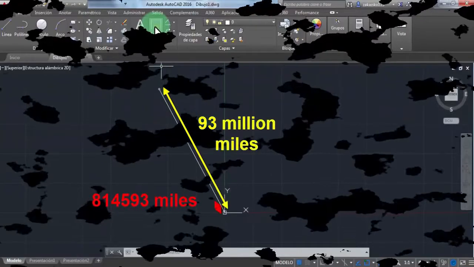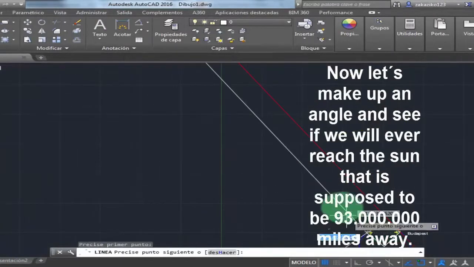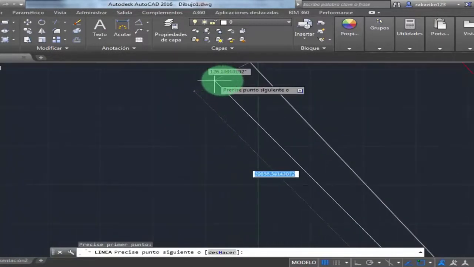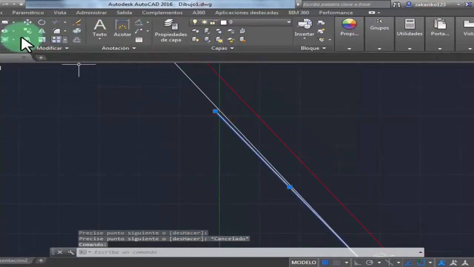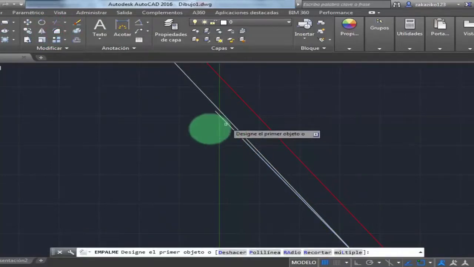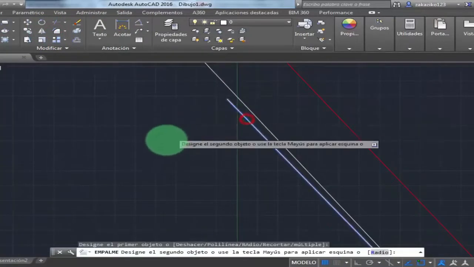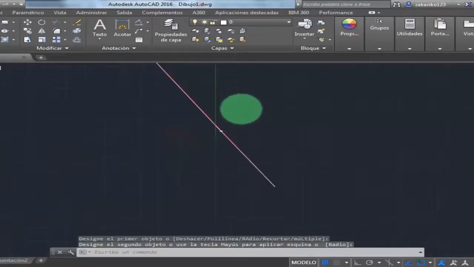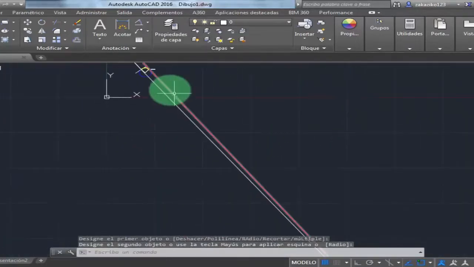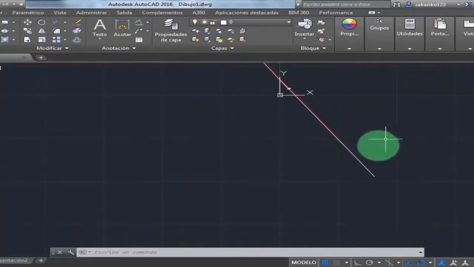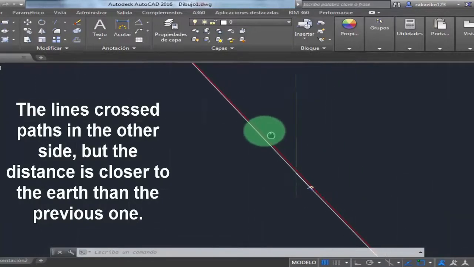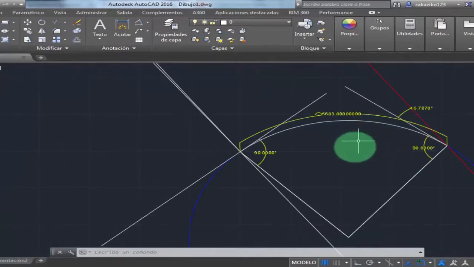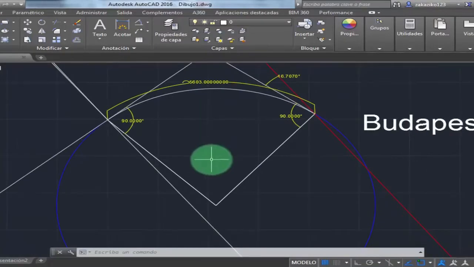See that? Now let's make another angle and see if it will ever reach the sun that is supposed to be 93 million miles away. That is almost parallel to the elevation angle in Budapest, and of course that is impossible in real life, but I will do it just to prove that the elevation angles that we can measure ourselves without the help of any websites or NASA do not work on the globe. Now check this out. The lines cross paths on the other side, but the distance is closer to the Earth than the previous one. And that's obvious, and I'm not even going to measure it this time.